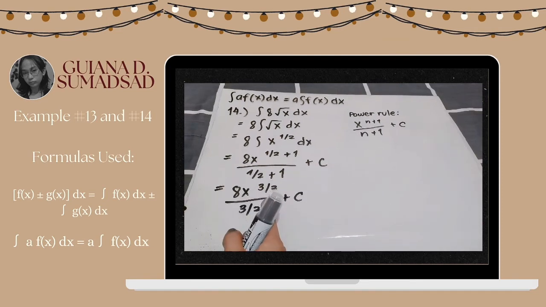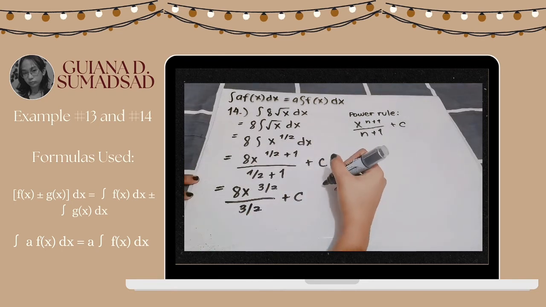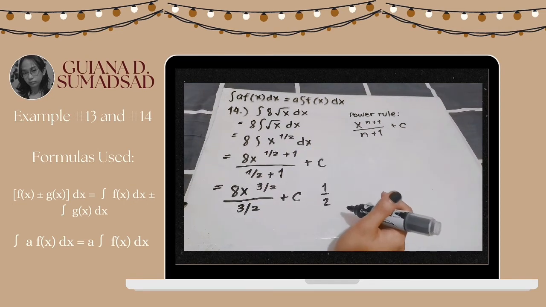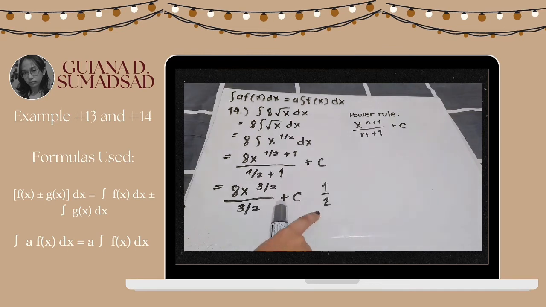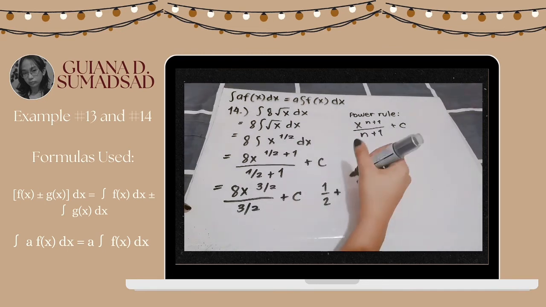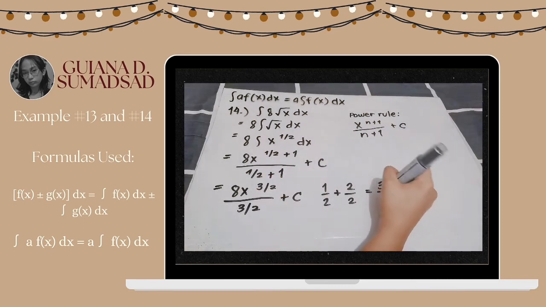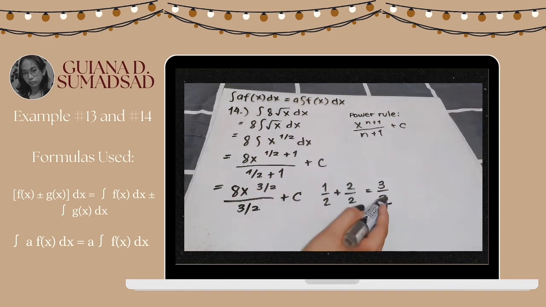Kaya siya naging 3 over 2 kasi, for example dito, yung 1/2. Nag-transform lang ako ng 1. Ito yung 1, as a fraction. Pero dapat same sila ng denominator. So, 2. Edi magiging 2 over 2. Pag dinivide yung 2 over 2, 1 pa rin naman yung value. So, magiging 3 over 2 na siya. Dito ko yun nakuha yung 3 over 2. Next, for final answer na.